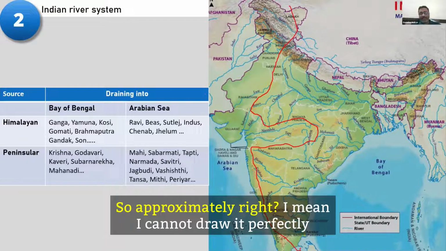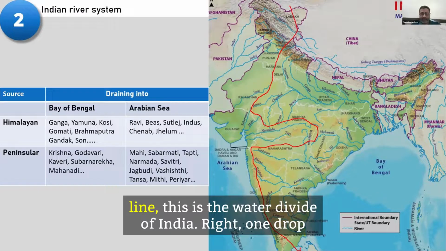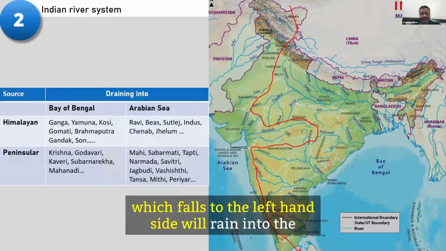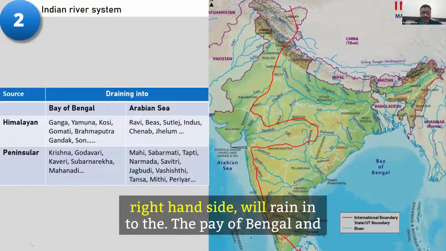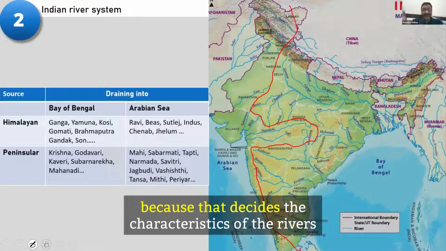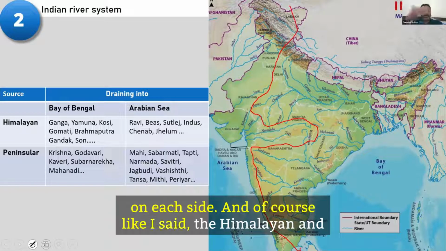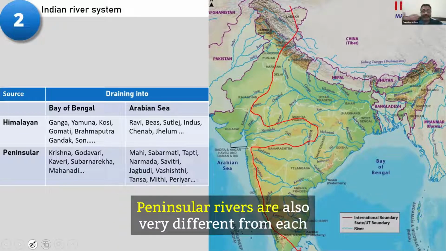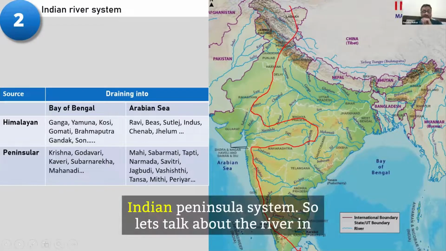So approximately, right? I mean, I can't draw it perfectly because I've got a PPT and a mouse. But if you see this line, this is the water divide of India. One drop which falls to the left hand side will drain into the Arabian Sea, and one drop of rain which falls onto the right hand side will drain into the Bay of Bengal. And this becomes a very important dividing line because that decides the characteristics of the rivers on each side. And of course, like I said, the Himalayan and the Peninsula rivers are also very different from each other. So that becomes a defining characteristic of the Indian Peninsula system.